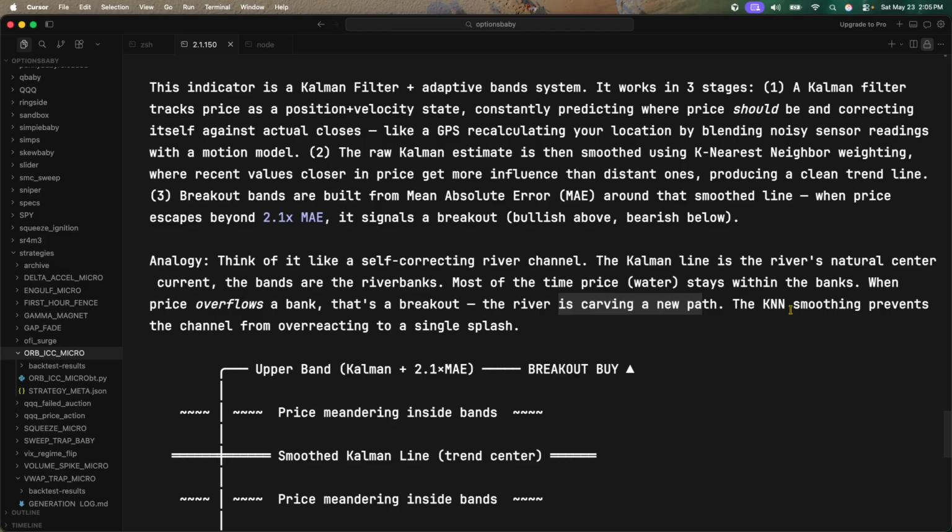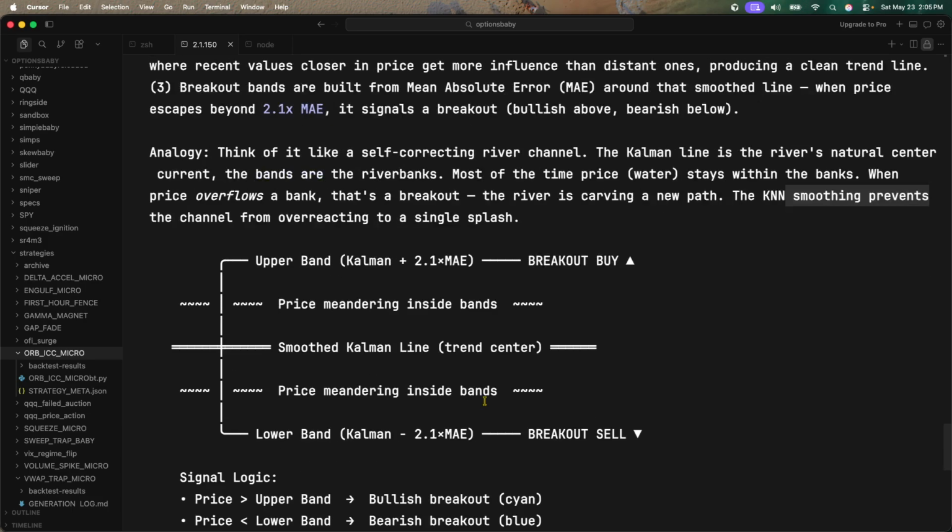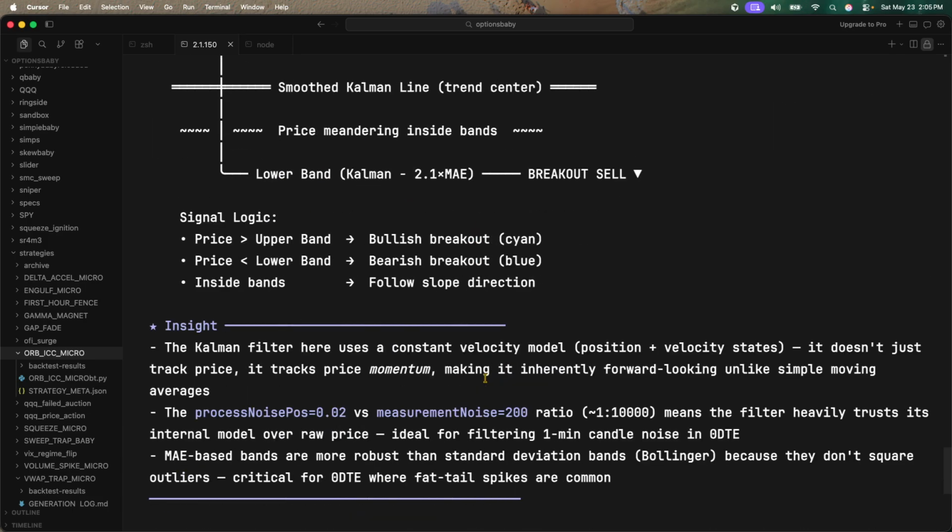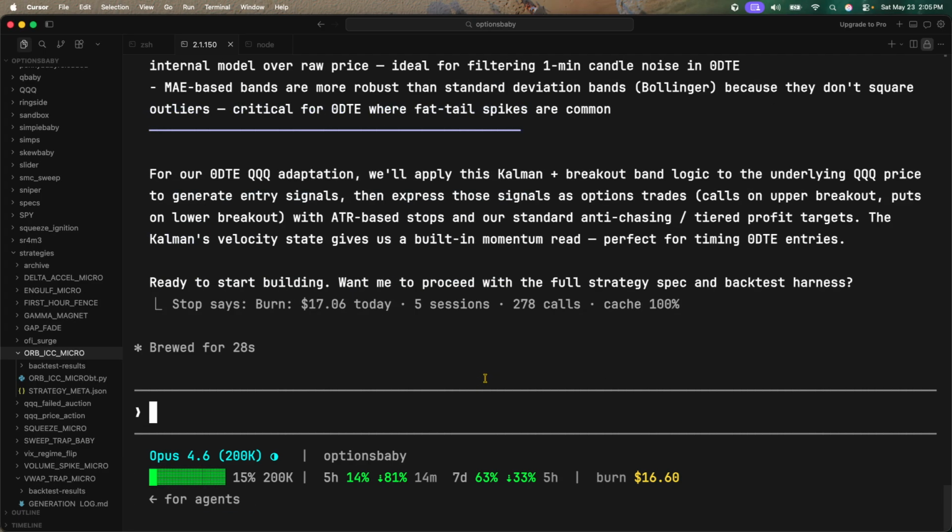The CKNN smooths out, that prevents the channel from overreacting to a single splash. So here's the visual of it. All right, here's how it works.